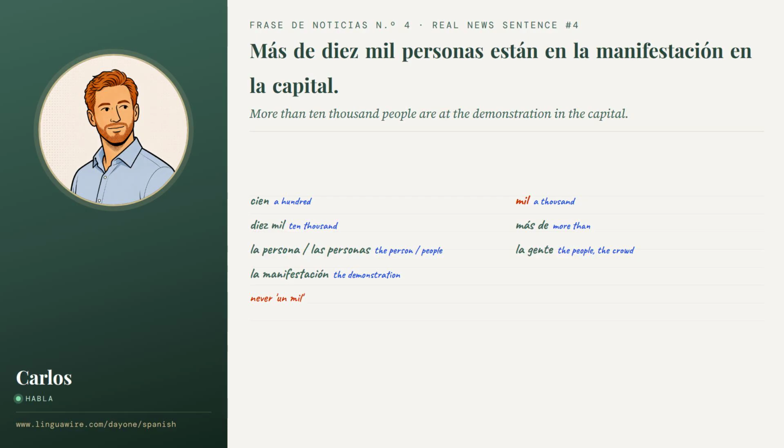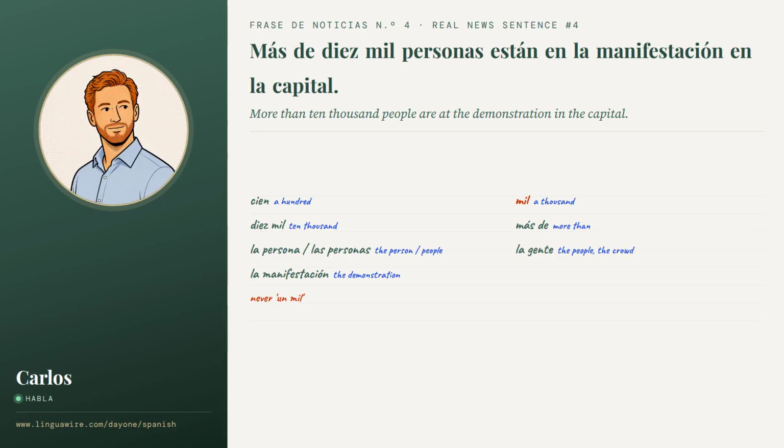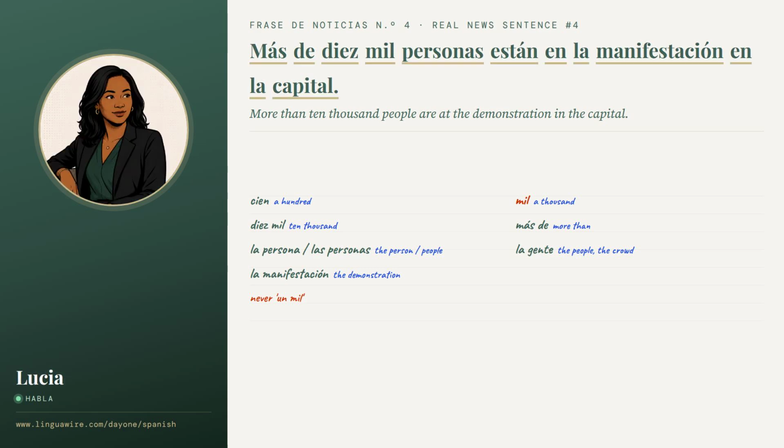Here's where we started. Lucia, slowly first: Más de 10,000 personas están en la manifestación en la capital. More than 10,000 people are at the demonstration in the capital. Real news speed: Más de 10,000 personas están en la manifestación en la capital. Your turn. The whole sentence out loud. Repeat after me: Más de 10,000 personas están en la manifestación en la capital. Muy bien.